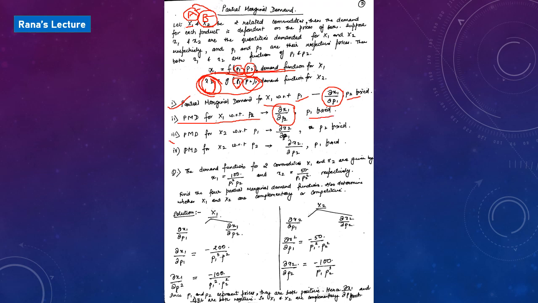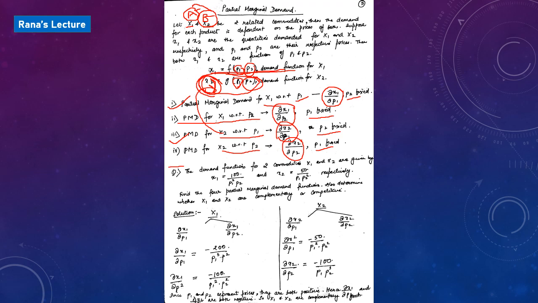Now partial marginal demand for X2 with respect to P1. X2, this one, this function. Right? Then it will be delta X2 by delta P1. P2 will be fixed. We are differentiating with respect to P1. Again, partial marginal demand for X2 with respect to P2, delta X2 by delta P2. Then P1 will be fixed. Right?